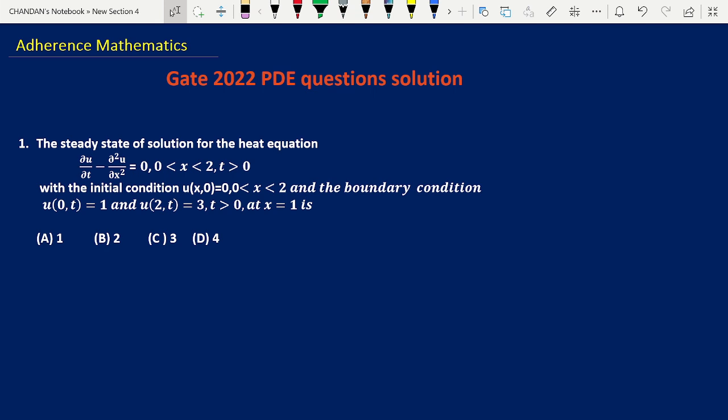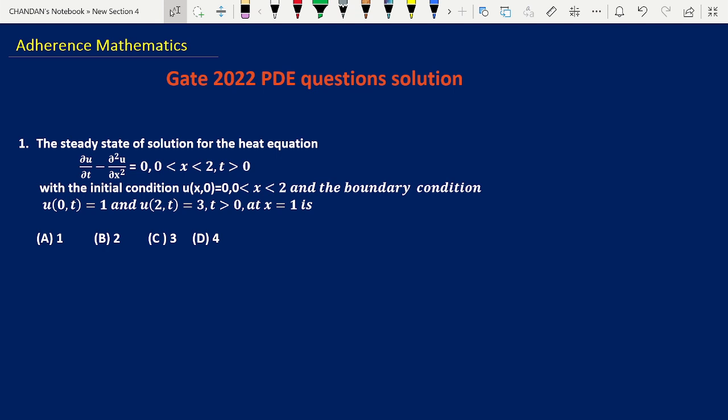So now let's start. The first question is: given the steady state solution for the heat equation and the boundary conditions, find the value of u(x,t) at x equal to 1. So firstly we understand the question statement. If you understand the question statement, then you solve it easily.